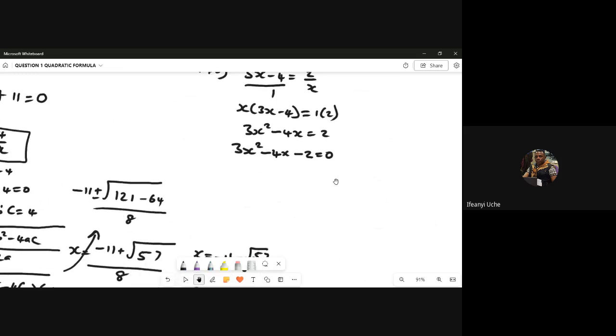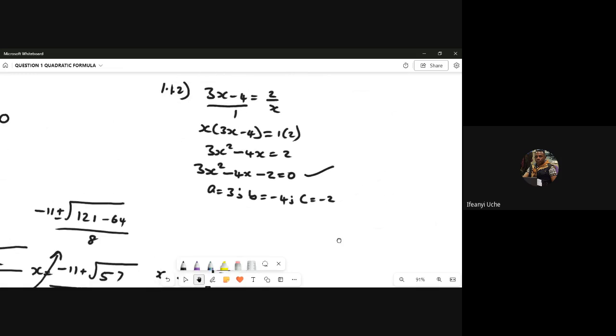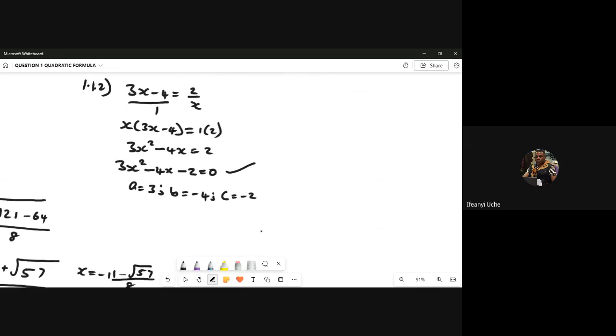I think with this kind of question, you get 1 mark for the standard form. Then you can now highlight, like I normally say, a equals 3, b equals -4, and then c equals -2. Before now, put in our quadratic formula, which is x equals -b plus or minus the square root of b squared minus 4ac, all over 2a.